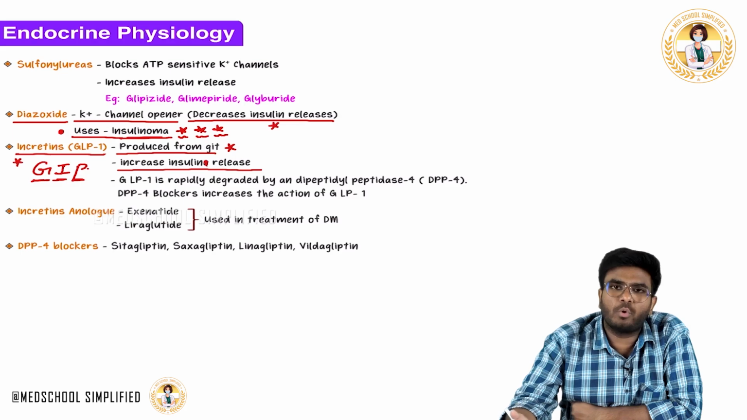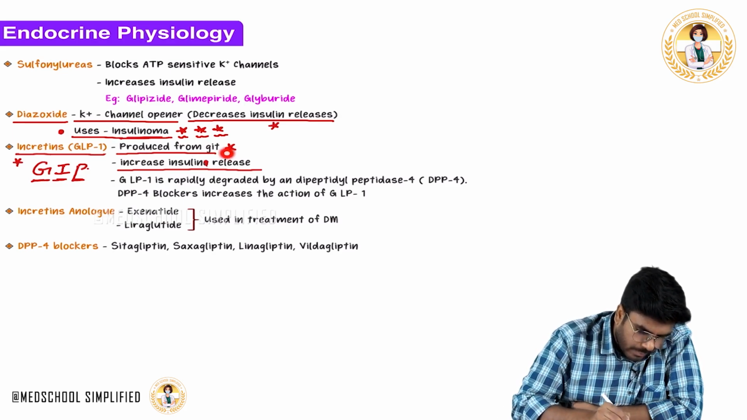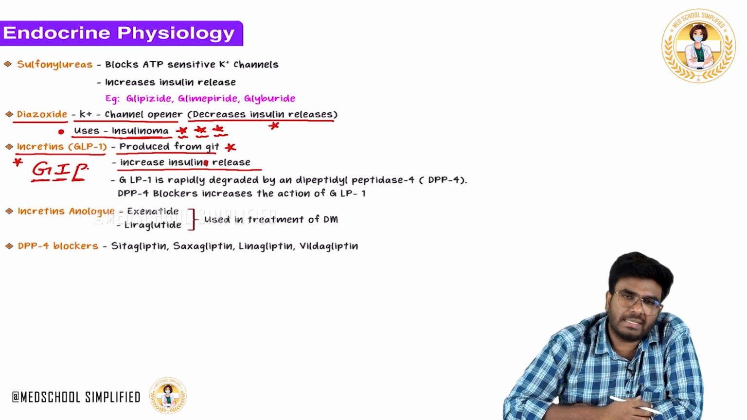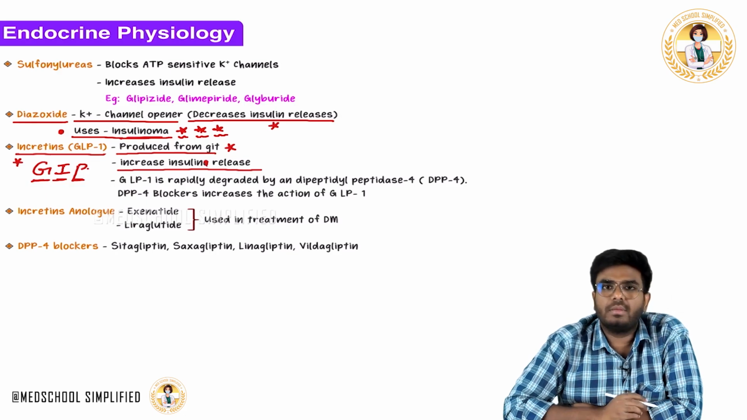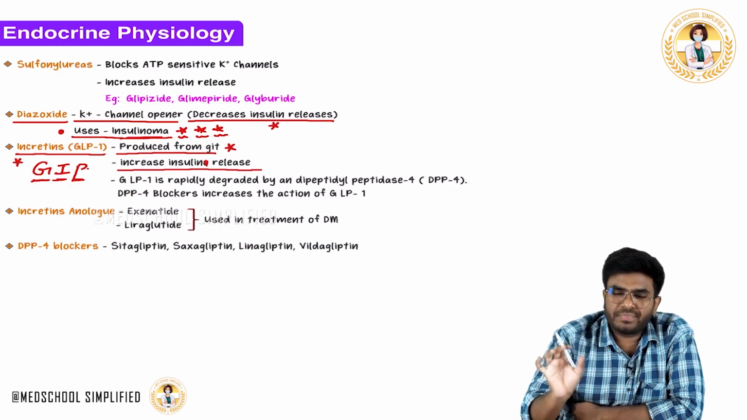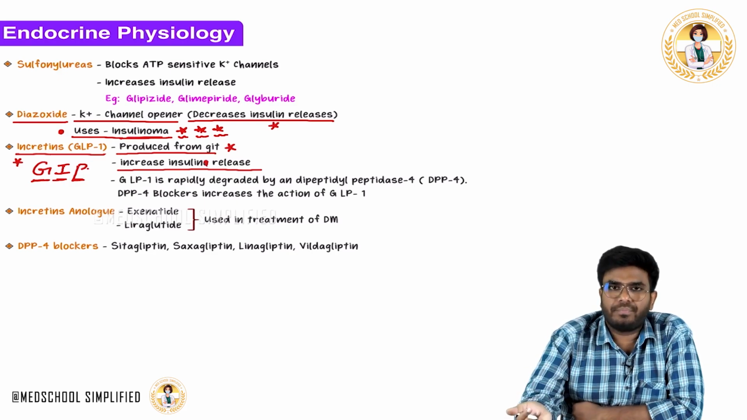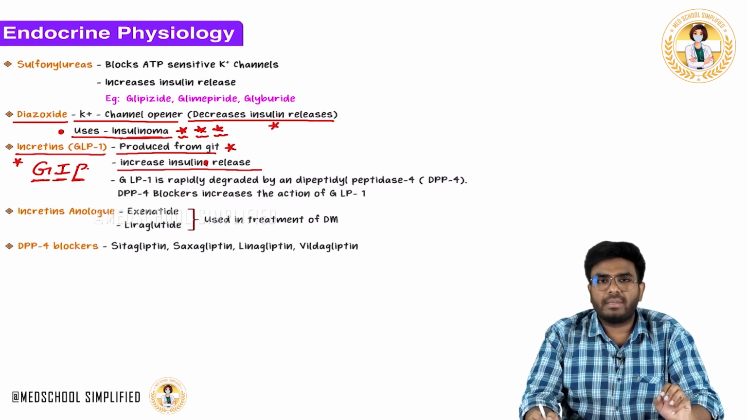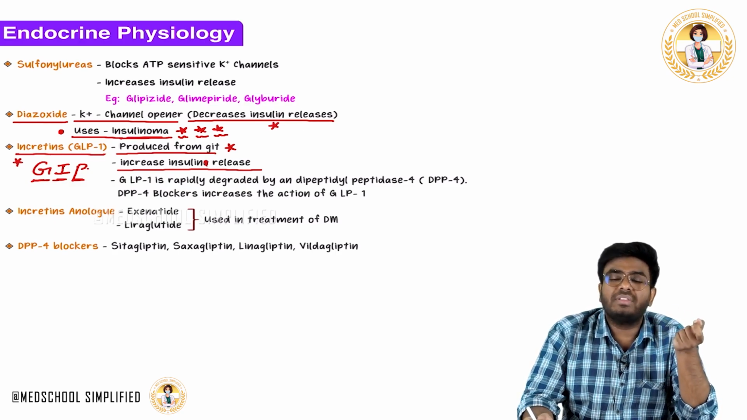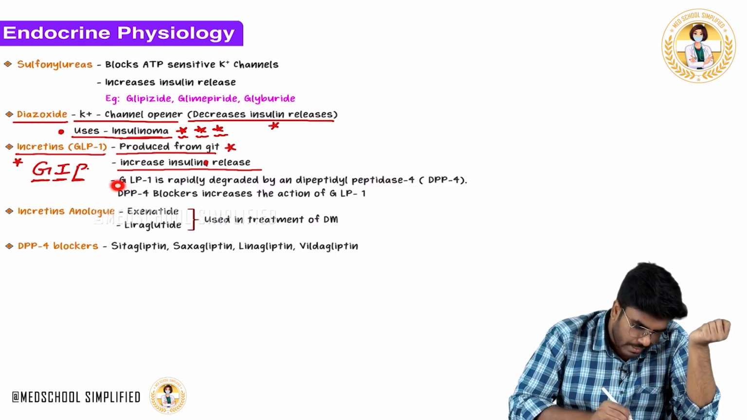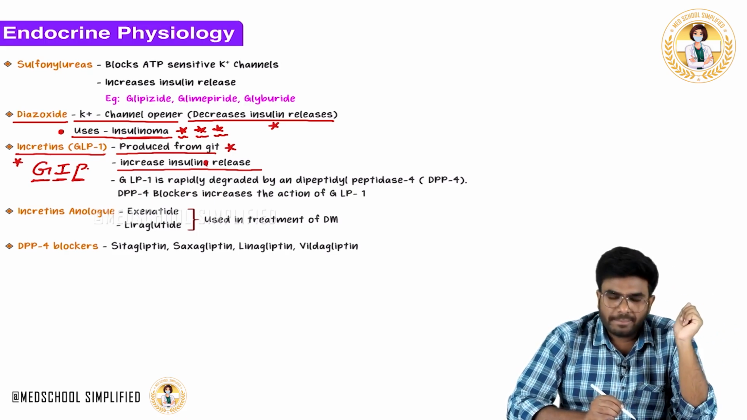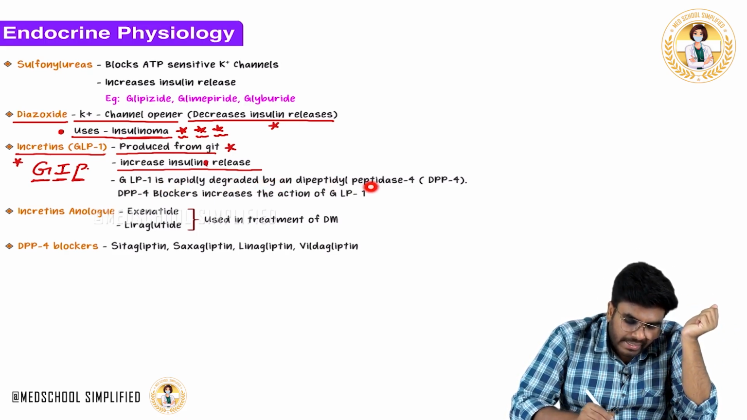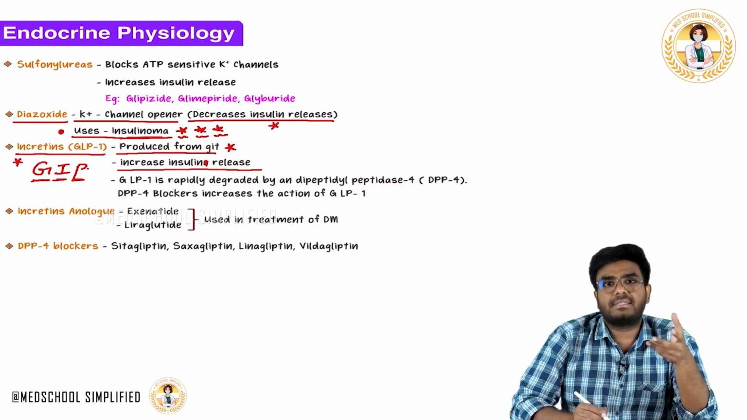We want more insulin. So, incretins are produced from the GIT, and they increase the insulin release. Well and good. But the problem is, these incretin molecules, GLP-1, GIP, act on the pancreas, but their action is decreased, because these molecules are broken down very rapidly with the help of an enzyme called dipeptidyl peptidase 4.